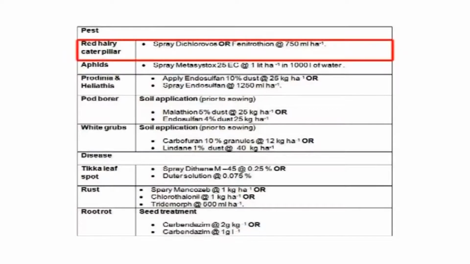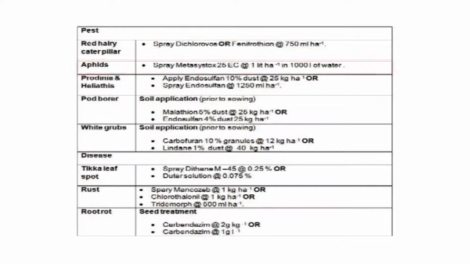Then pest and disease management. Here the crop is susceptible to several pests and diseases. The first one is red hairy caterpillar. For that we can spray dichlorvos 750 ml per hectare. Then the second one is aphids. Spray metasystox at the rate of 1 liter per hectare in 1000 liters of water. Then for Spodoptera and Helicoverpa, spray chlorpyrifos.